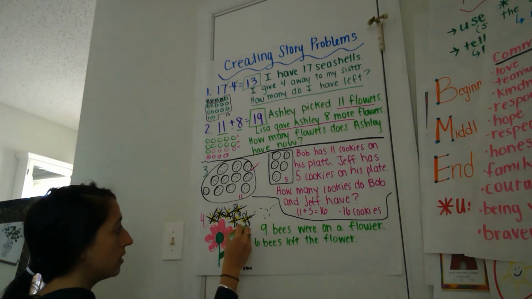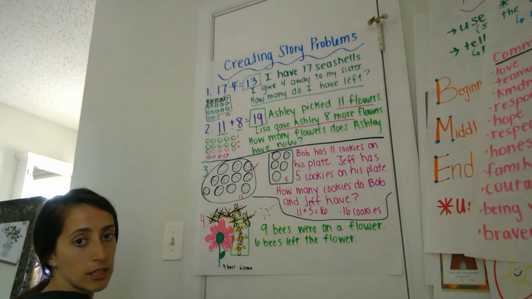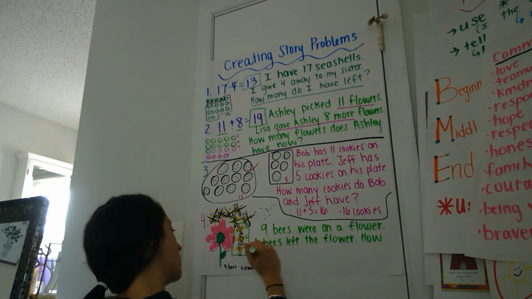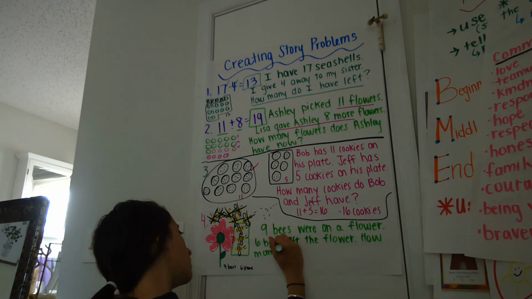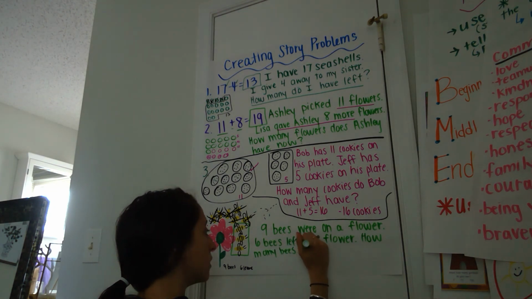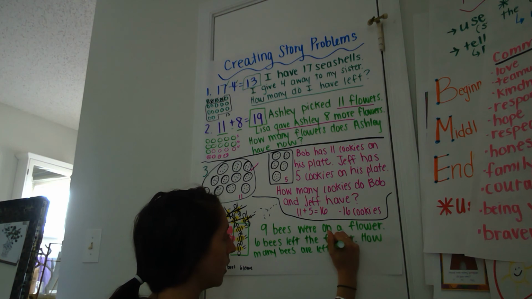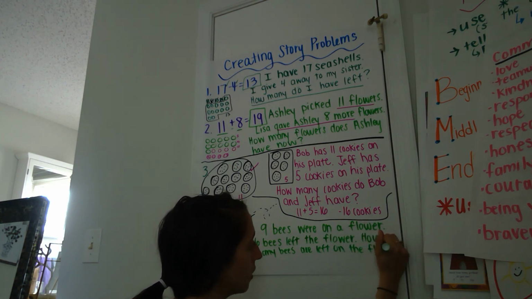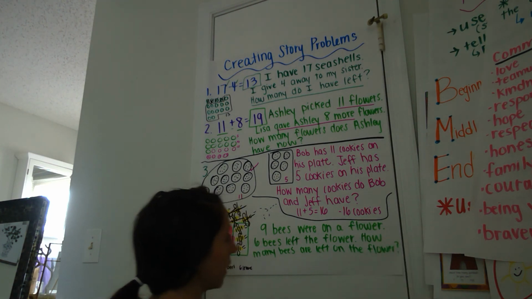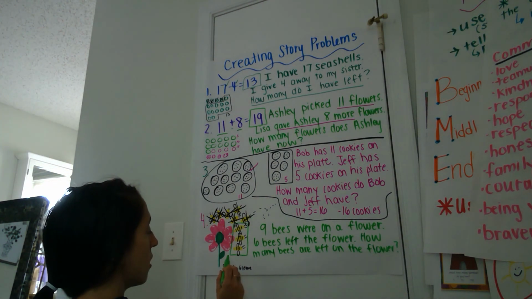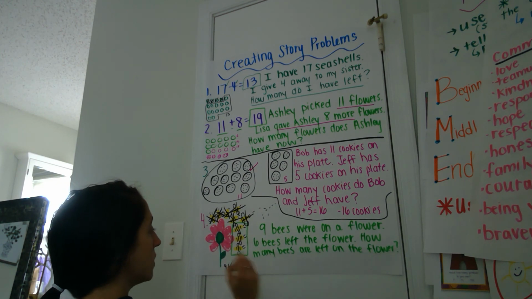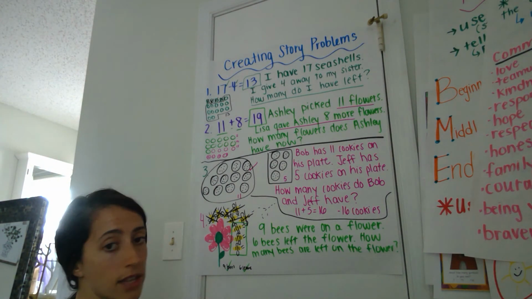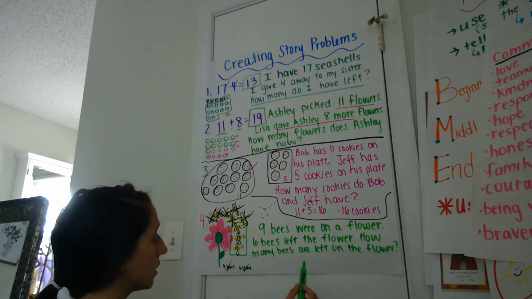What are we trying to figure out? How many are left? So, how many bees are left on the flower? Okay, so there were 9 bees in all. Check. We knew that. 6 leave. Check. That's one way to do it. There could be others. And then how many are left on the flower?